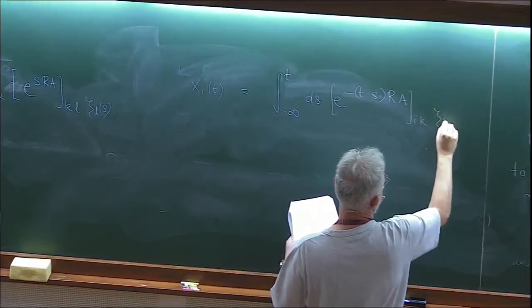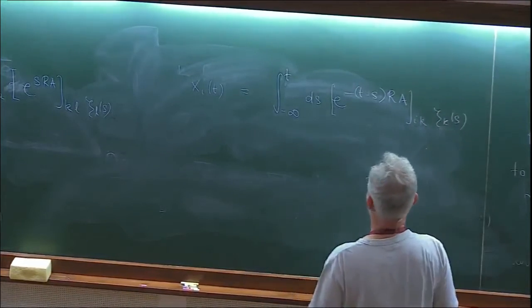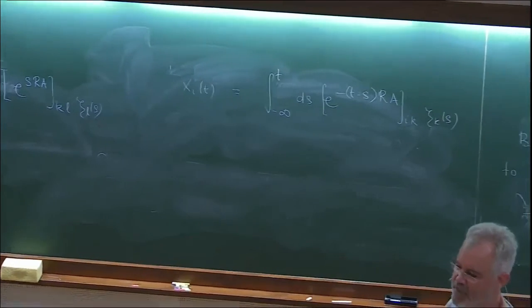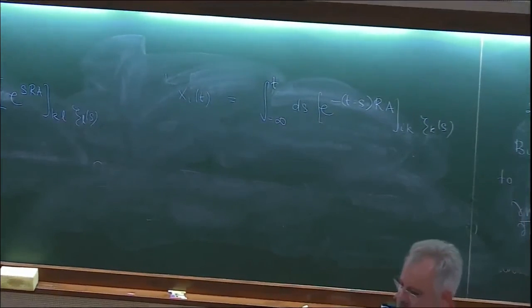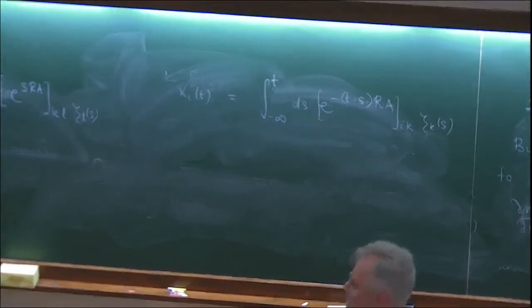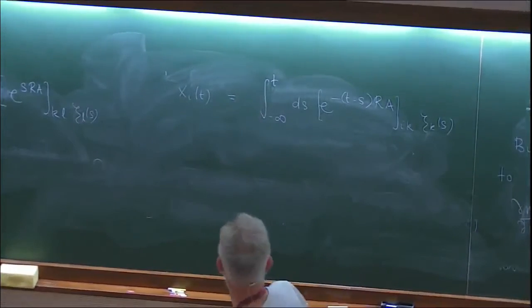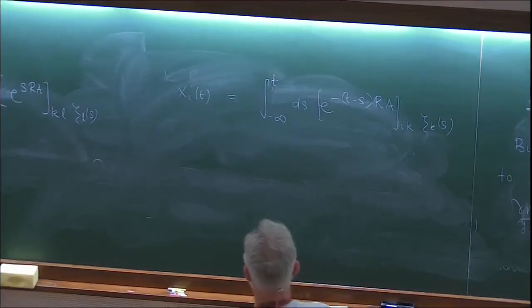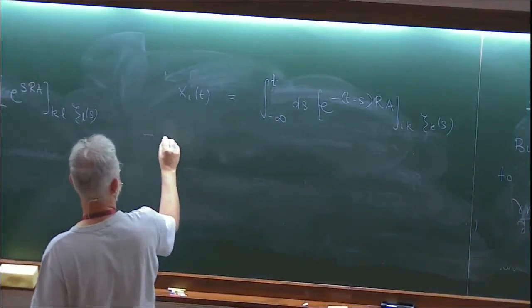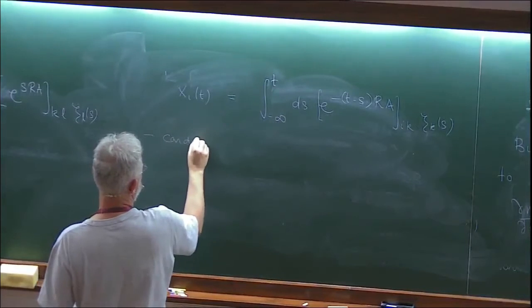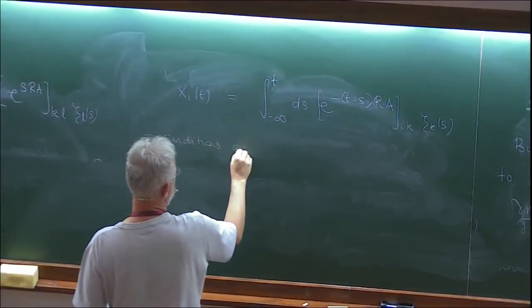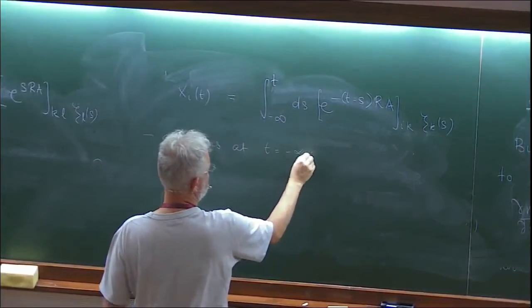Times zeta k of s. So I've assumed that x was equal to 0 at minus infinity. But I would have e to the minus Ra here anyway, so it would kill it off, right? So I'm just doing that for the boundary conditions. Not important.